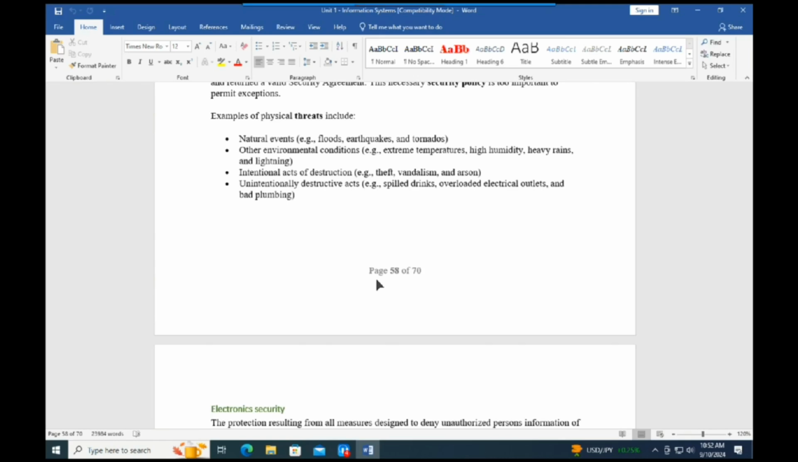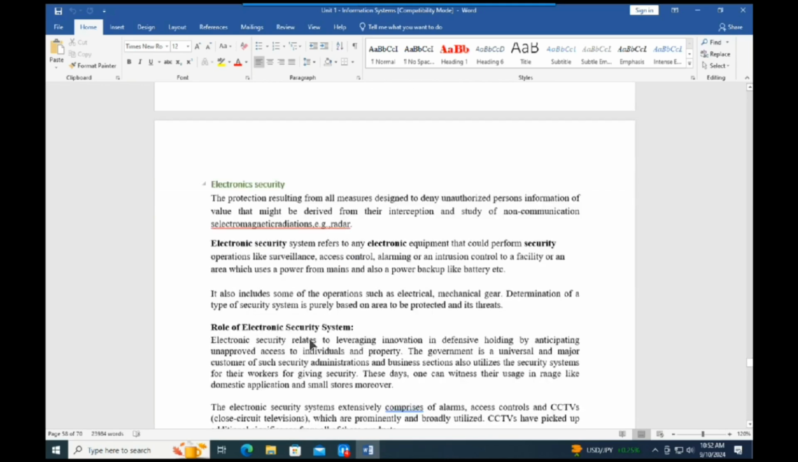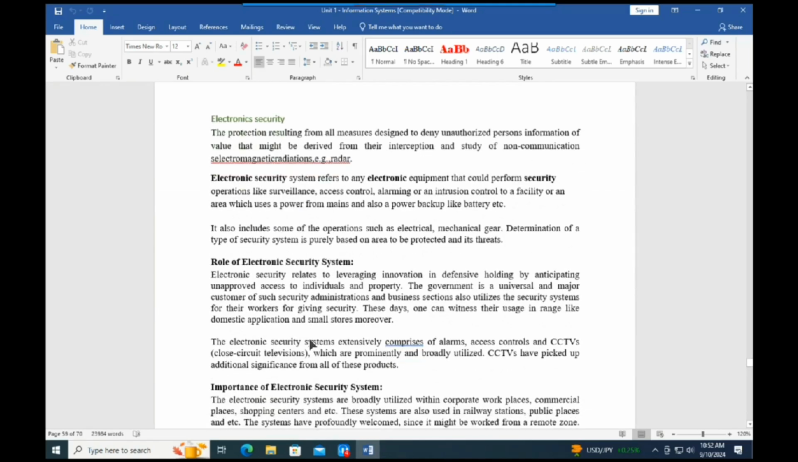We have also unintentional destructive acts, an act that somebody did, but it was not intentional. The person did not intend to actually do that. For example, spilled drinks. You might be taking some coffee and that coffee spills on the machine. We have overloaded electrical outlets, and we have bad plumbing, when a plumber does the plumbing the wrong way. Then we have electronic security.